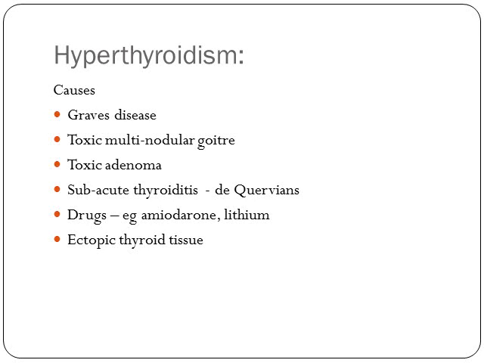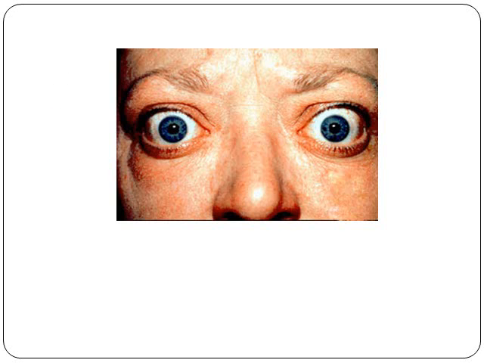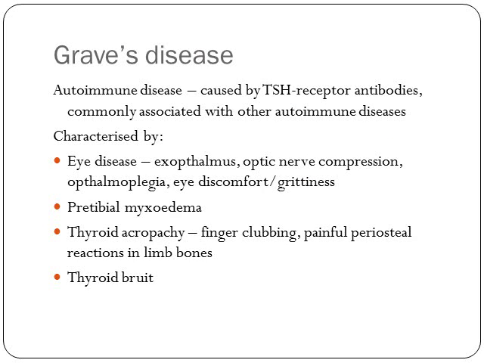And then you can also have ectopic thyroid tissue in organs other than the thyroid, which is the googly eyes. But you can also get optic nerve compression, ophthalmoplegia, so paralysed muscles, eye discomfort and grittiness, so people complain of having sore eyes.